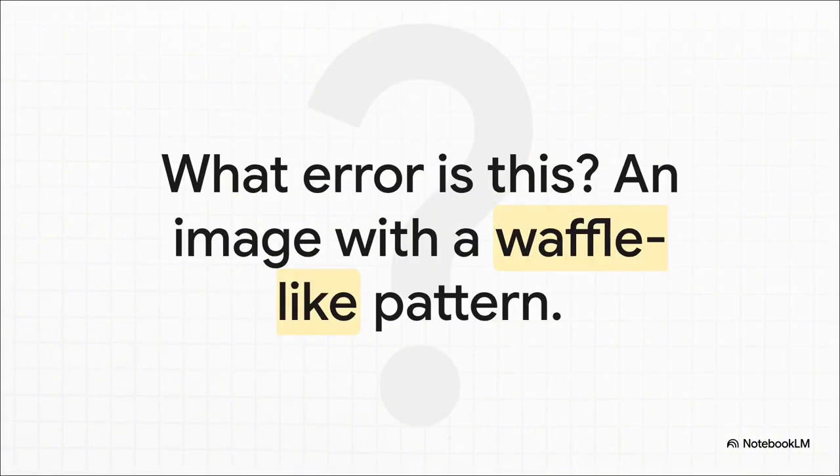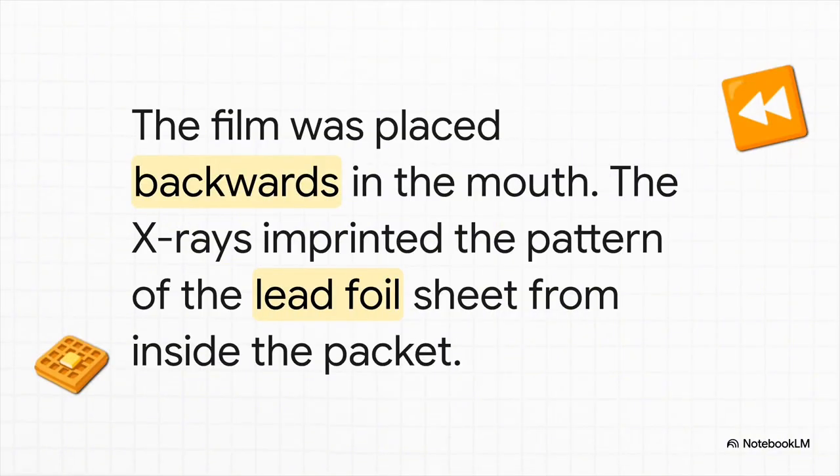Okay, this one is my favorite. It's so weird. The picture of the teeth is pretty clear, but there's this strange geometric pattern, kind of like a tire tread or a waffle iron, stamped across the whole thing. What in the world is going on here? The answer is so cool because it actually teaches us about the film packet itself.